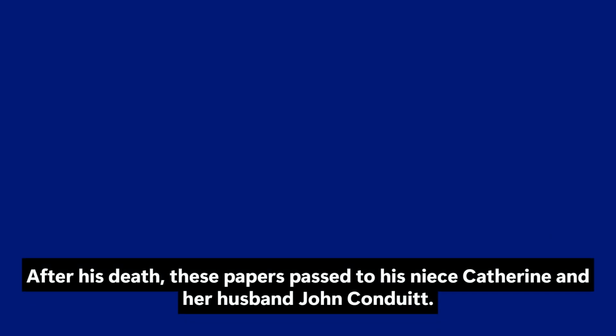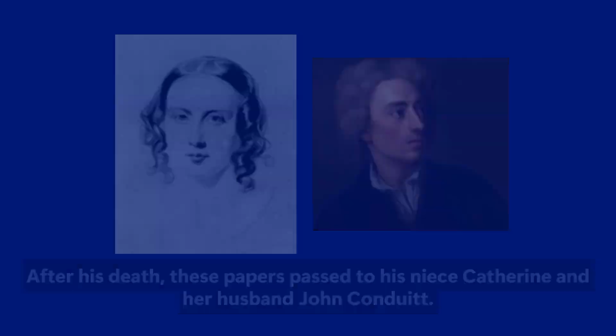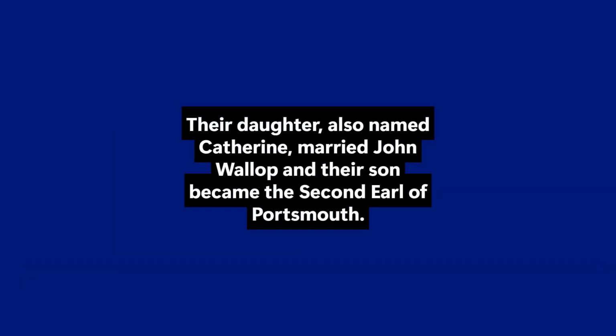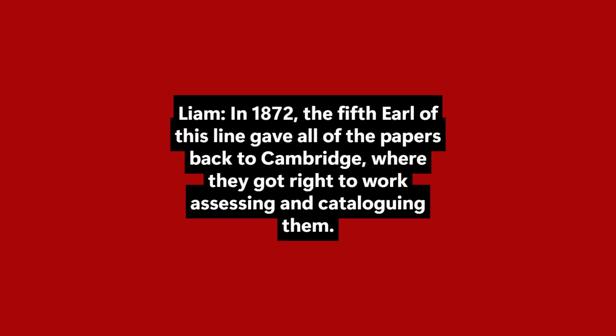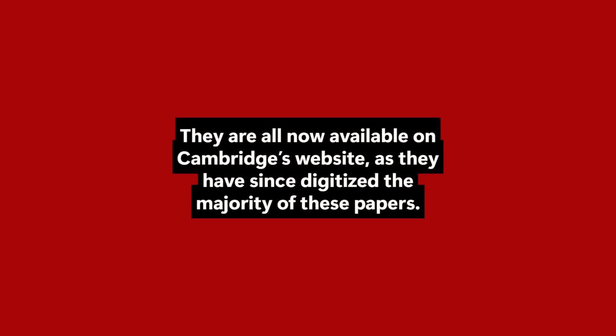After his death, these papers were passed down to his niece Catherine and her husband John Conduit. Their daughter, also named Catherine, married John Wallop, and their son became the second Earl of Portsmouth. In 1872, the 5th Earl of this line gave all of the papers back to Cambridge, where they got right to work assessing and cataloging them. They're all now available on Cambridge's website, as they have since digitalized the majority of these papers.